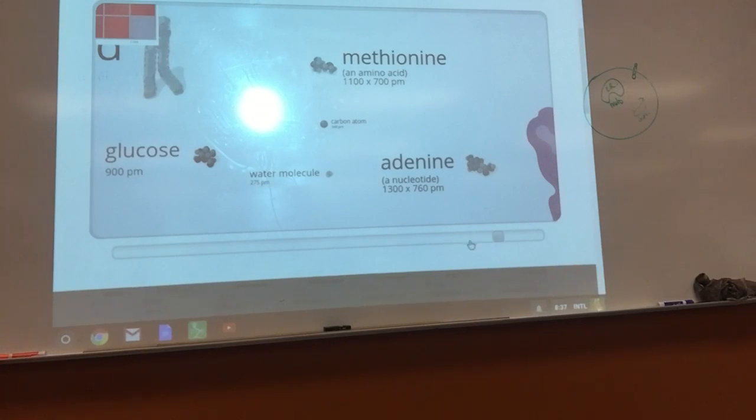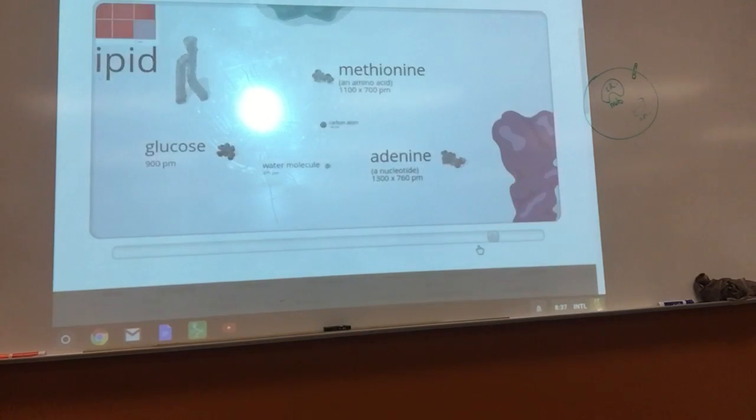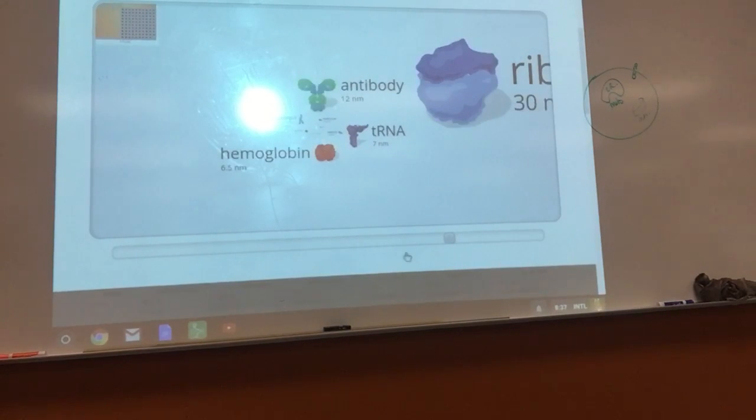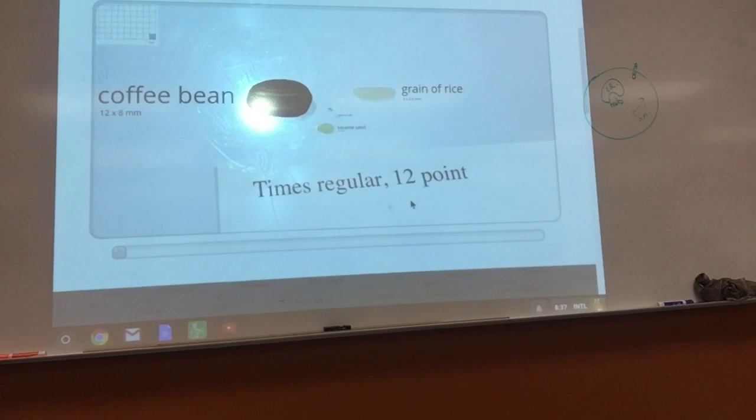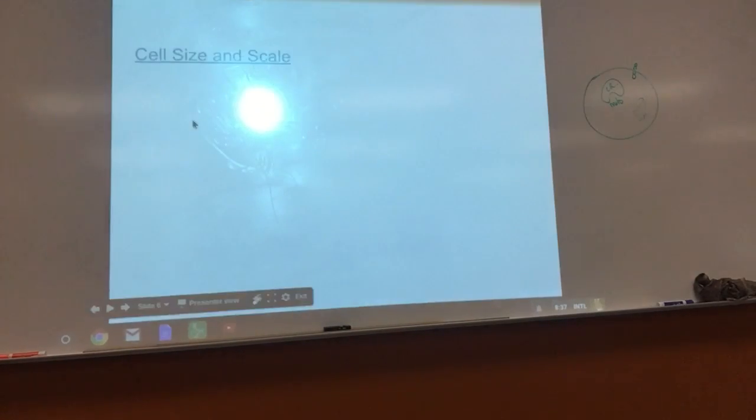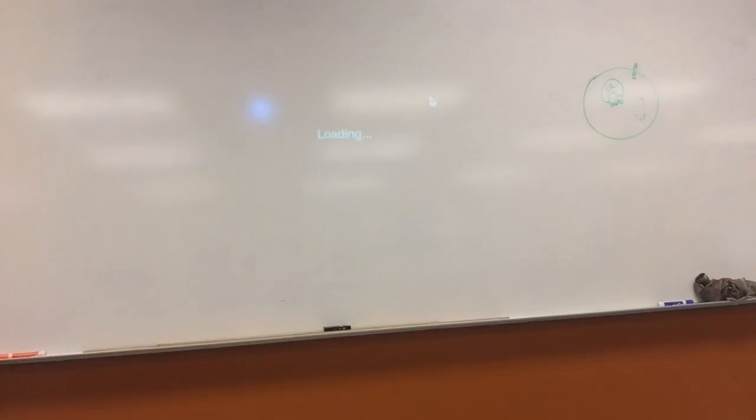So it just gives you an idea of how small some of these things are. When we talk about bacteria, it is really, really small compared to everything else. You can't even see them on this particular picture. So I just thought it was interesting to give perspective about cell size.